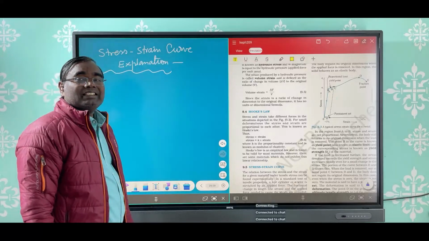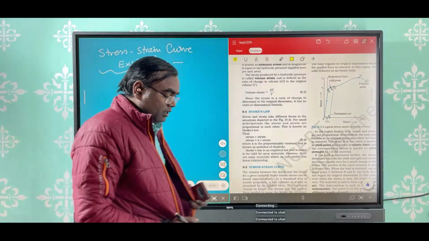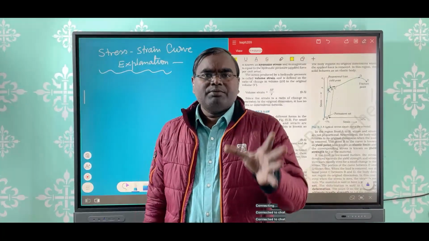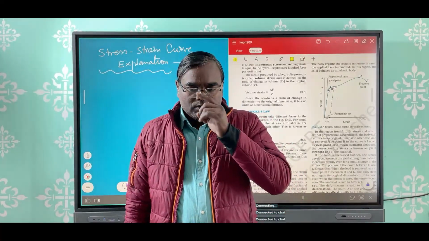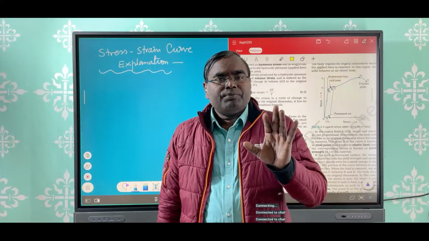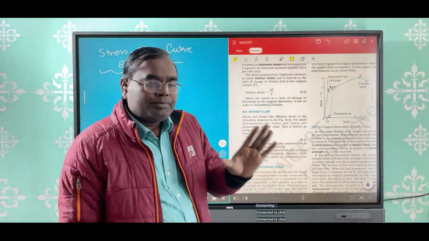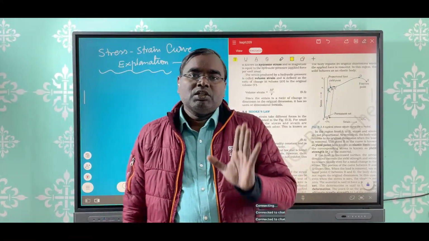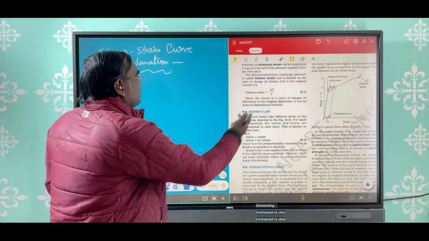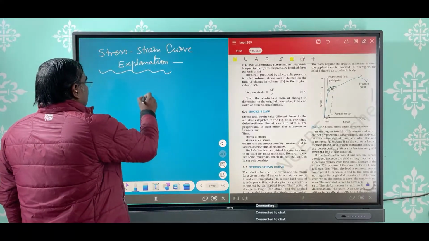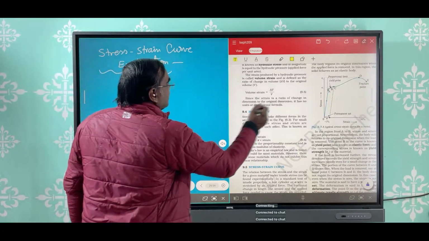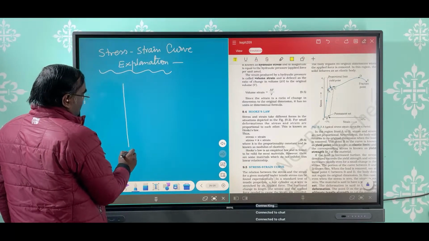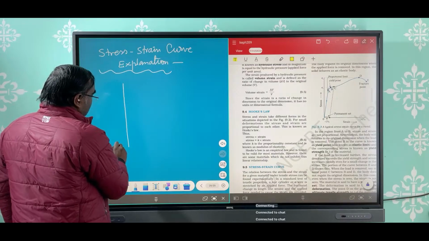What is this stress strain curve? For any typical metal, if you want to do an experiment and draw the relationship between stress and strain, it shows a typical graph. So let's draw this graph, and you can also draw it.